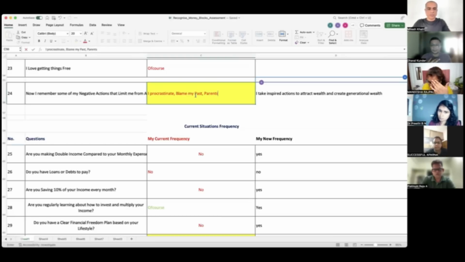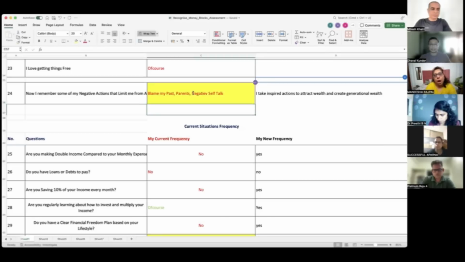I don't know if it's an action, but I keep telling myself I'm bad at money management. It's a self-talk that I have with myself. So lots of negative self-talk about money. Yes. And I don't take actions here.